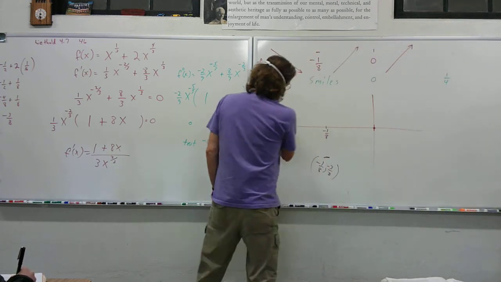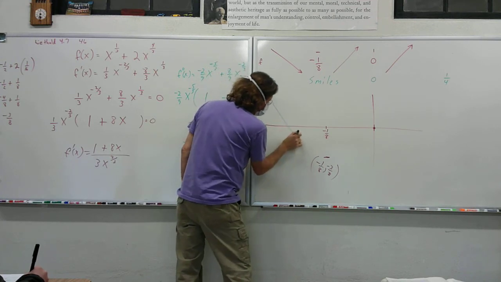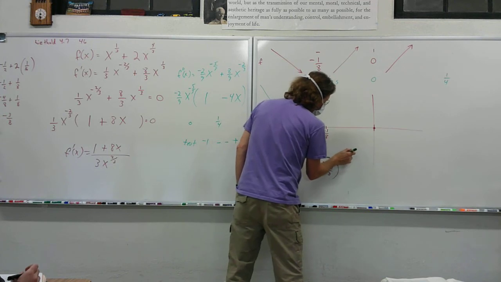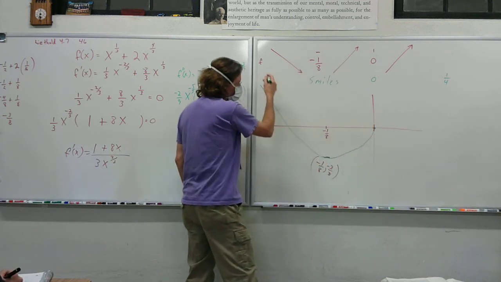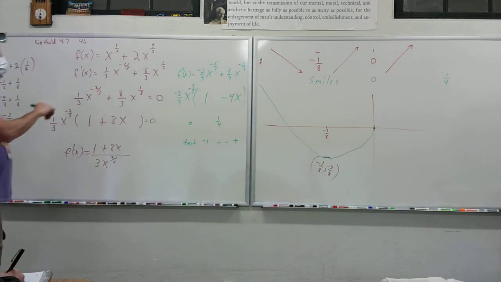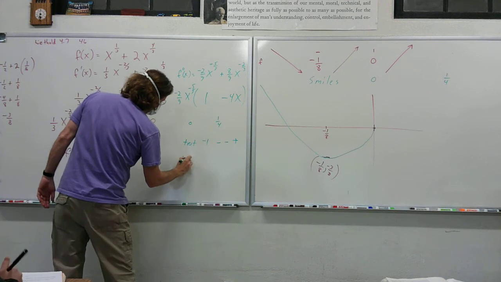So, it goes down smiling. It hits that point and it goes up smiling. Is everybody okay that it's smiling that whole way? Now, between 0 and 1/4, what number are we going to pick to test? 1/8. We're going to test 1/8.